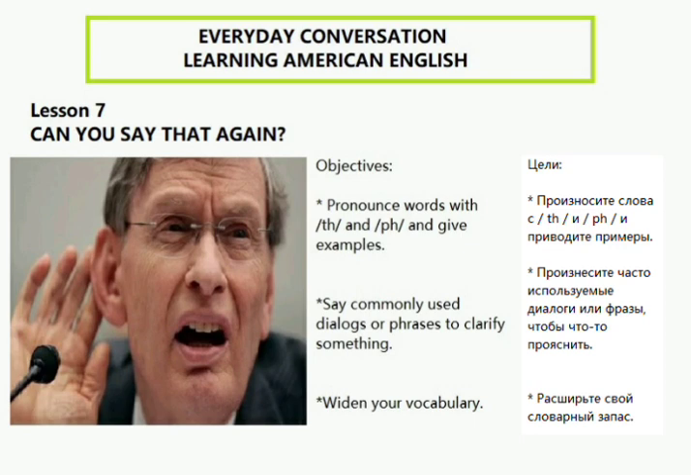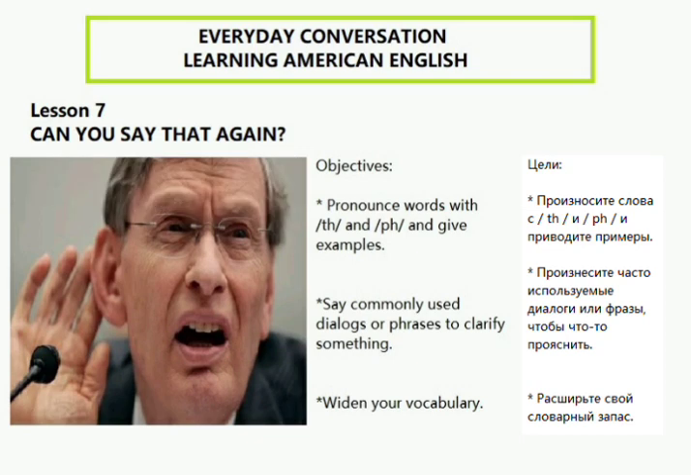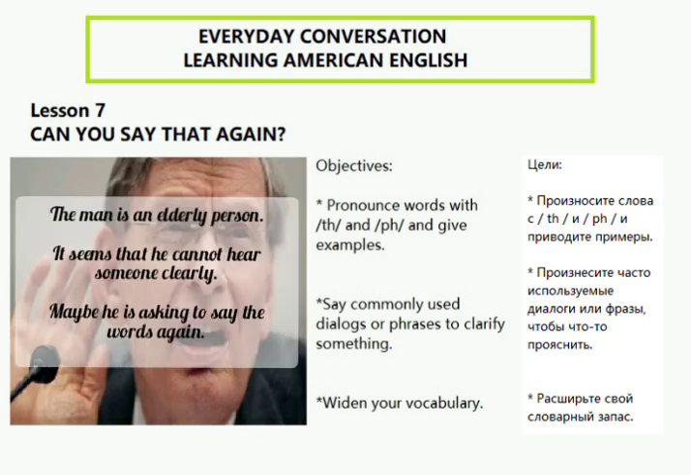For the first activity, please describe the picture. That's right. You can also describe it as follows. The man is an elderly person. It seems that he cannot hear someone clearly. Maybe he is asking to say the words again. Now, let us move to the next page.